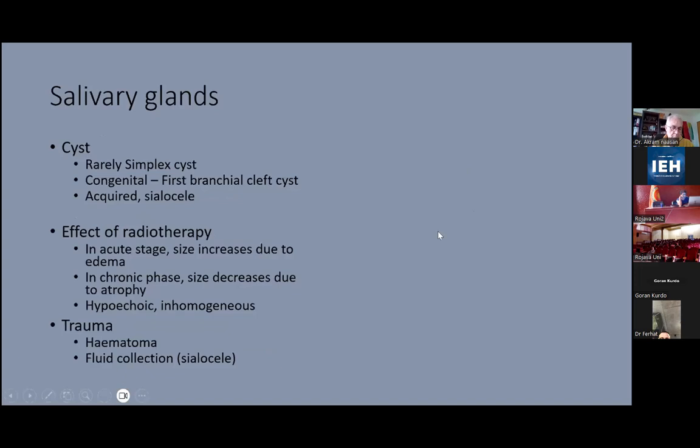Also in the salivary gland we can see cysts. They are really simple cysts. They might be congenital, such as the first branchial cleft cyst, or might be acquired. Radiotherapy can affect salivary glands. In the acute phase, they swell. In the chronic phase, they atrophy. So they are seen as hypoechoic and inhomogeneous. There might also be trauma, hematoma, fluid collection.